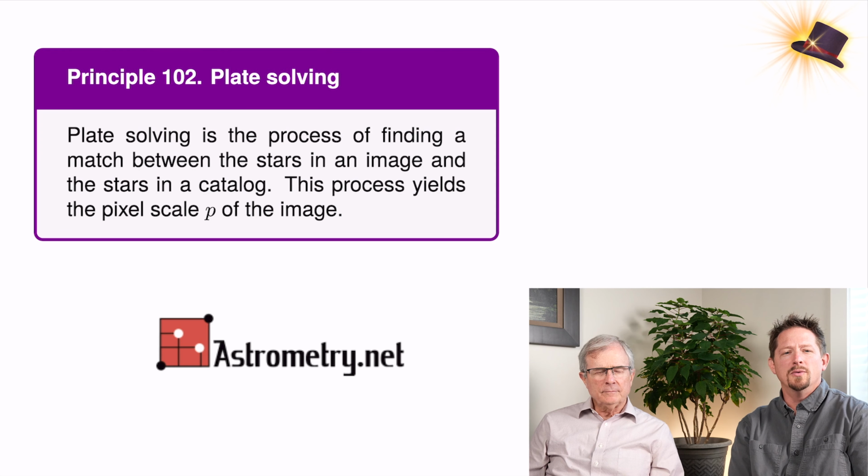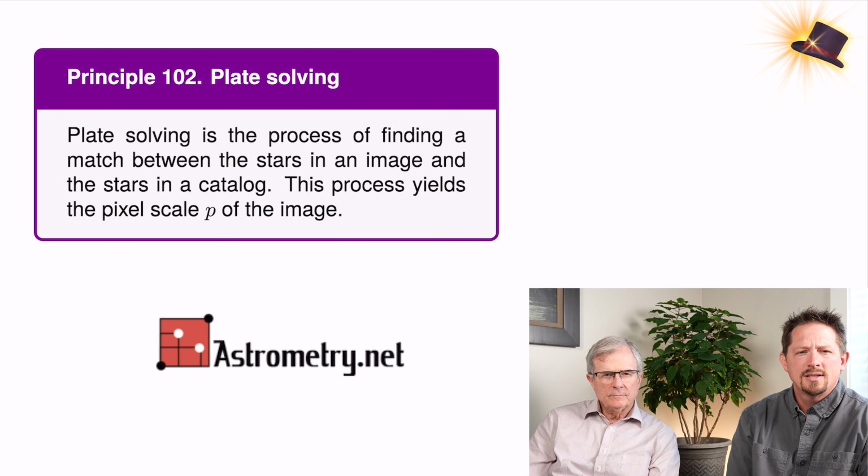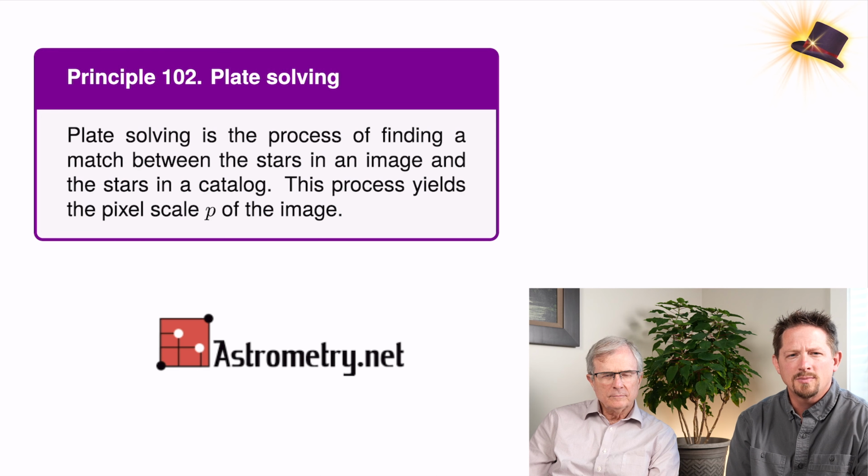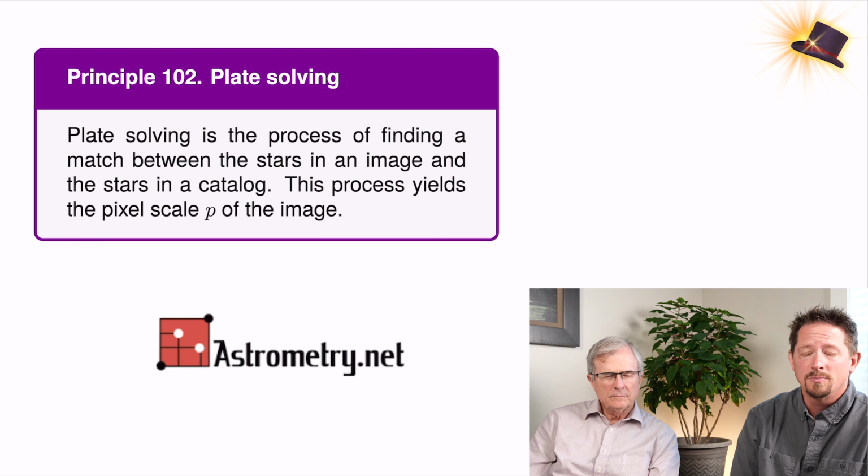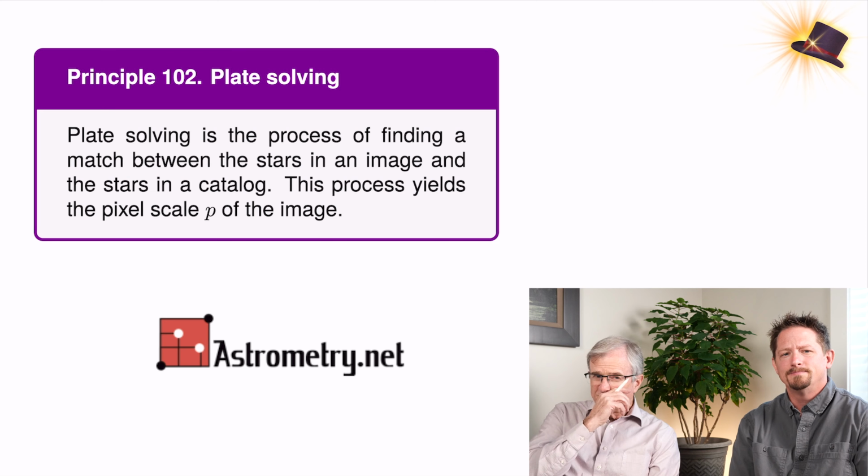Principle 102, plate solving. Plate solving is the process of finding a match between the stars in an image and the stars in a catalog. This process yields the pixel scale, little p, of the image.